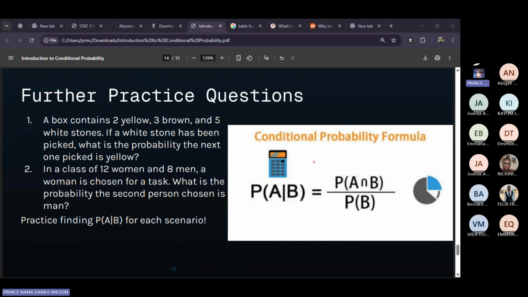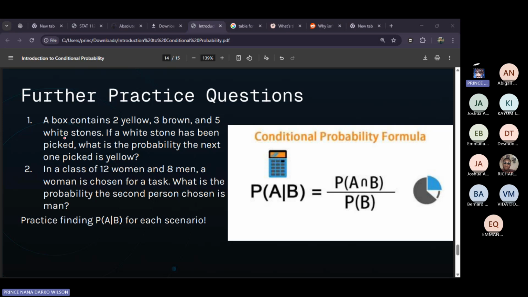4/10. Okay, I like what's happening here. So Vida says it will be 4/10. Yes. Are there any more answers? So I think Vida is applying the mental strategy. Then she says it's going to be 4/10. So then there are two yellow stones, three brown stones, and five white stones.